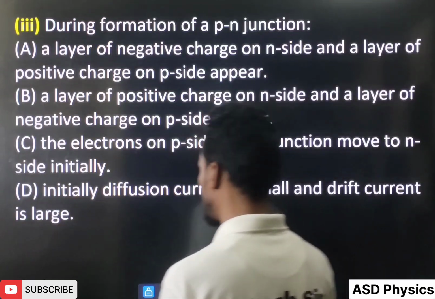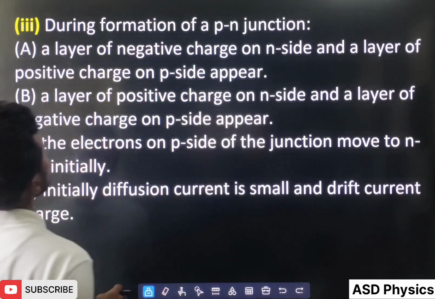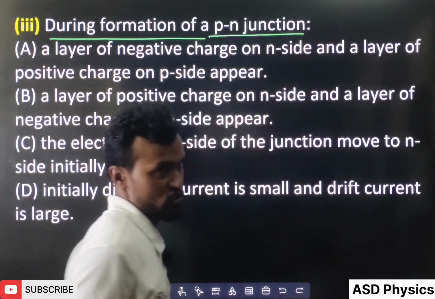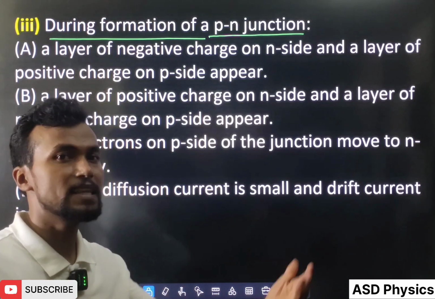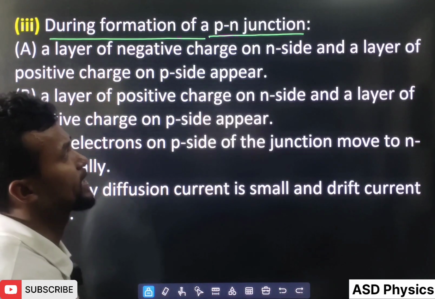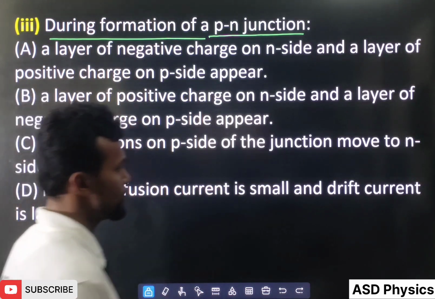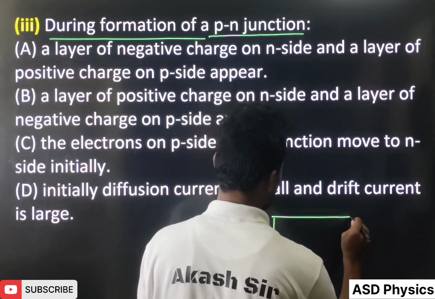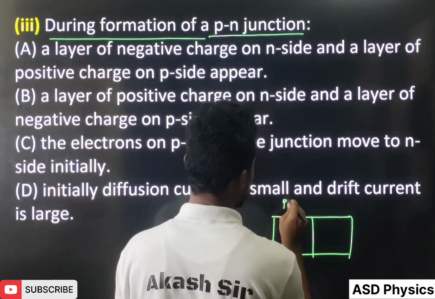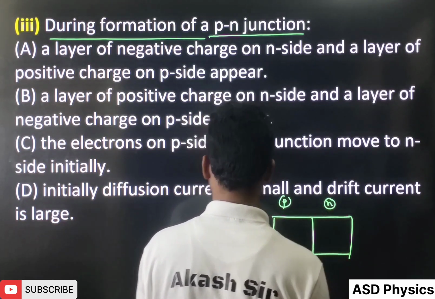Okay, now students, see the next one. The question is: during formation of a p-n junction. A p-n junction means when p-type and n-type semiconductors are combined. Options are there, like a layer of negative charge on this, and so on. I will just tell you the basics here. Let's take this side as the p-type and this side as the n-type.